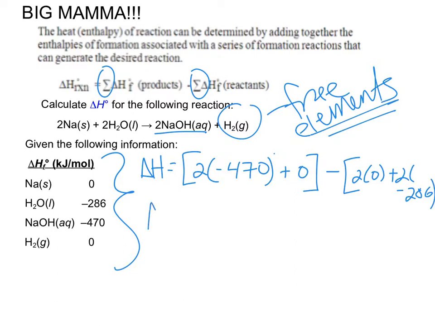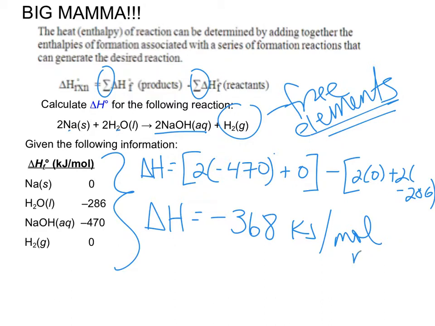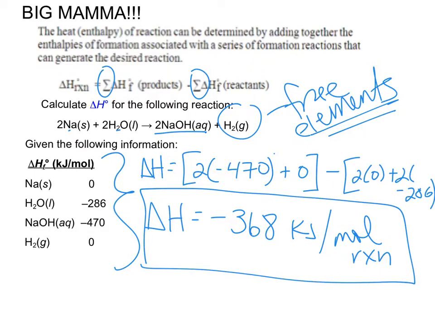So it's really, really easy to make calculator errors on these. I want you to check your work multiple times. So I did this, and my answer came out to be negative 368. It is kilojoules per mole, not per mole of each individualized thing, it's per mole of reaction. So to be safe, I would just write per mole of reaction. And that is how you use Big Mama. Let's try it again in the next problem.